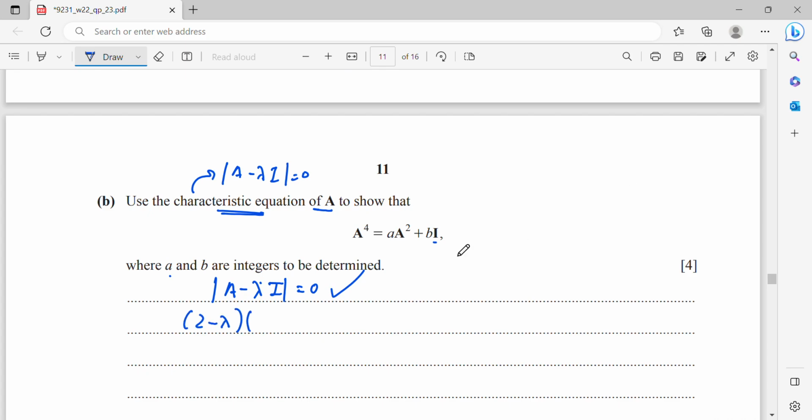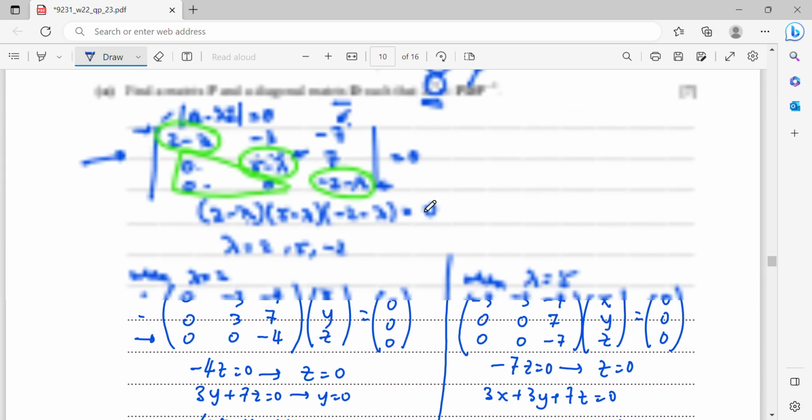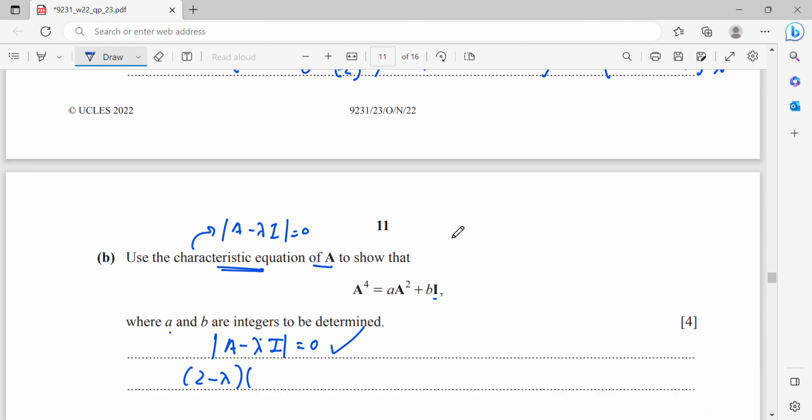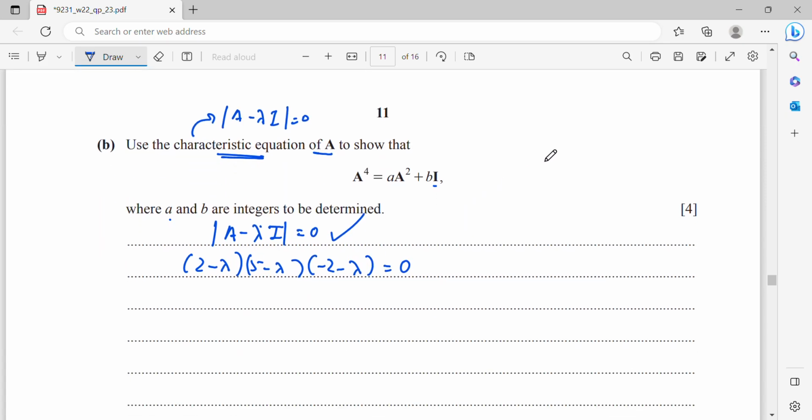Then (5 - λ)(-2 - λ)... equals 0. So now to get the degree 4, we need to do expansion here.